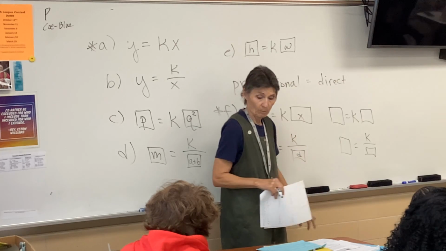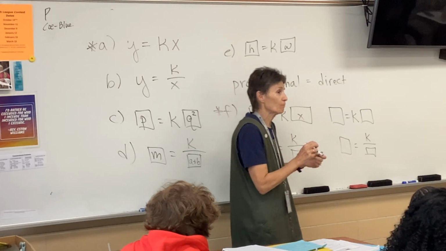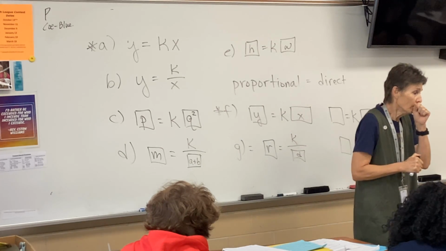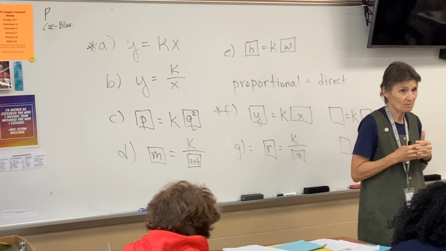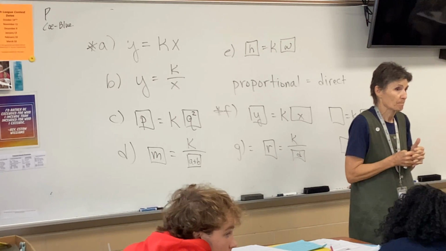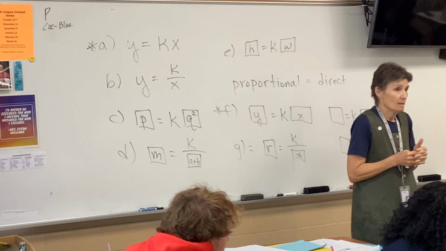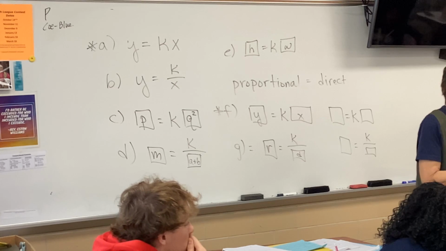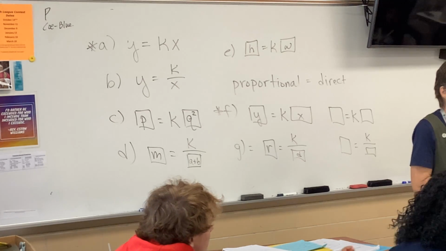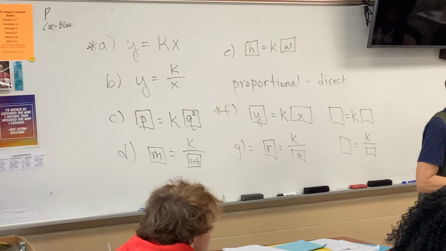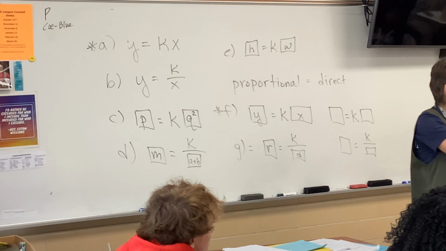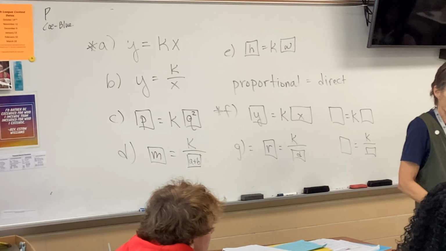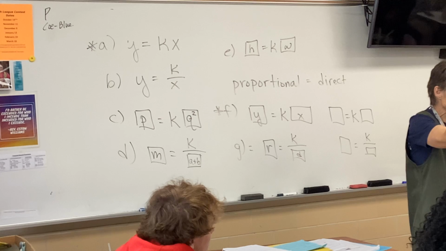Okay? Now, we're going to talk a moment about what the difference is between direct variation and inverse variation. I love bananas. Okay, so I go to the store and I buy bananas. The more bananas I buy, the more money I have to pay. Would you agree with that? That's called direct variation. More bananas means more money. That's direct variation. More of one means more of the other.